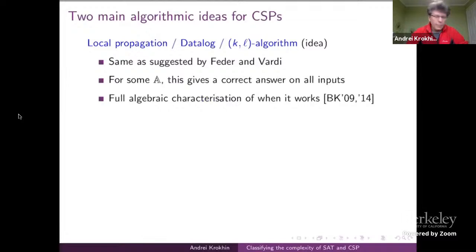So there are two main algorithmic ideas for CSPs. One is just the same as Feder-Vardi, local propagation.